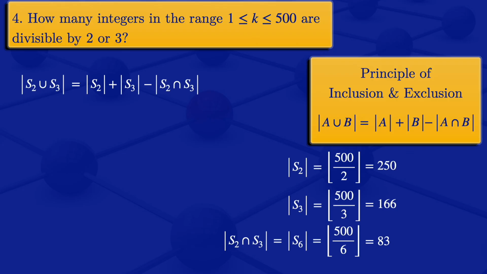Then I go on and substitute these values into this formula to get 250 plus 166 minus 83, and that will give us 333. So the numbers that are divisible by 2 or 3 are 333 when we are looking at that range, 1 to 500.